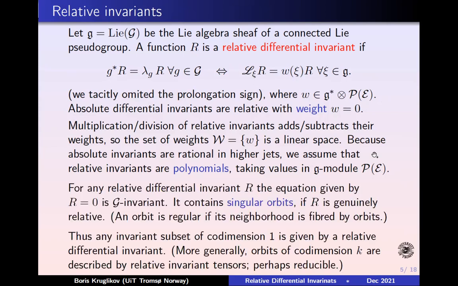Well, when I go to differential invariants, I actually assume the same story. So they are smooth by base and polynomials by jets. Okay, now if we have a relative invariant and we write R equal to 0, that's a G invariant submanifold. I actually consider mostly just in this talk a scalar relative invariant, therefore it's just a hypersurface. Okay, and it must contain singular orbits if R is genuinely relative, right?